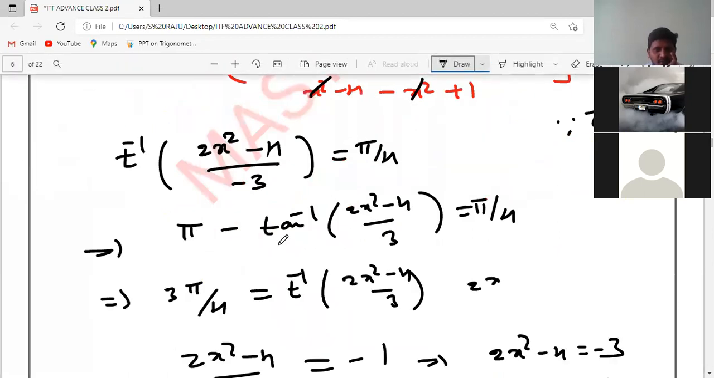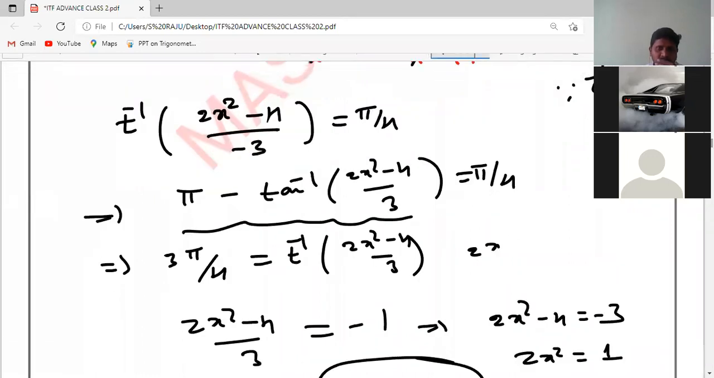One way we can write in both ways. If you apply it directly, you'll get the answer. Even if you take this condition also, we'll get the same answer. Clear?